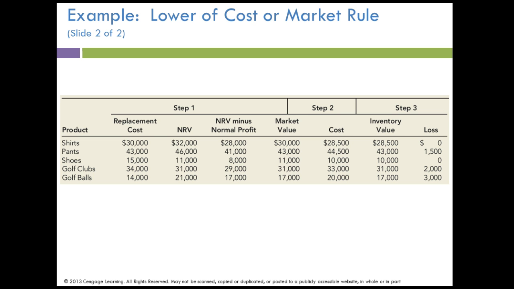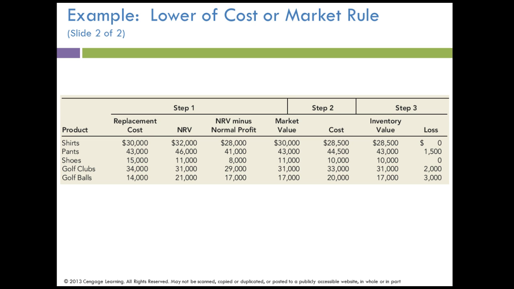If we look at the shoes, we've got a cost of $10,000. The replacement cost is $15,000, but our ceiling's $11,000 and our floor's $8,000. We're fine there.